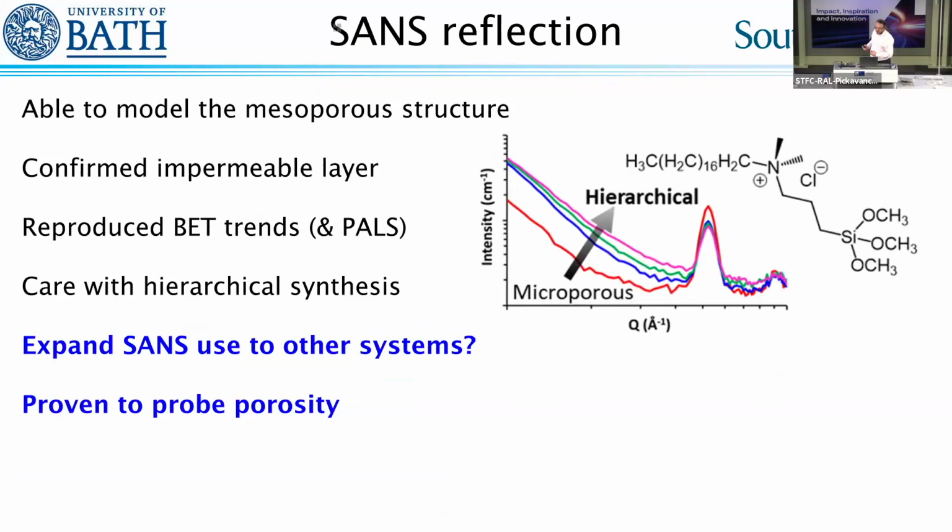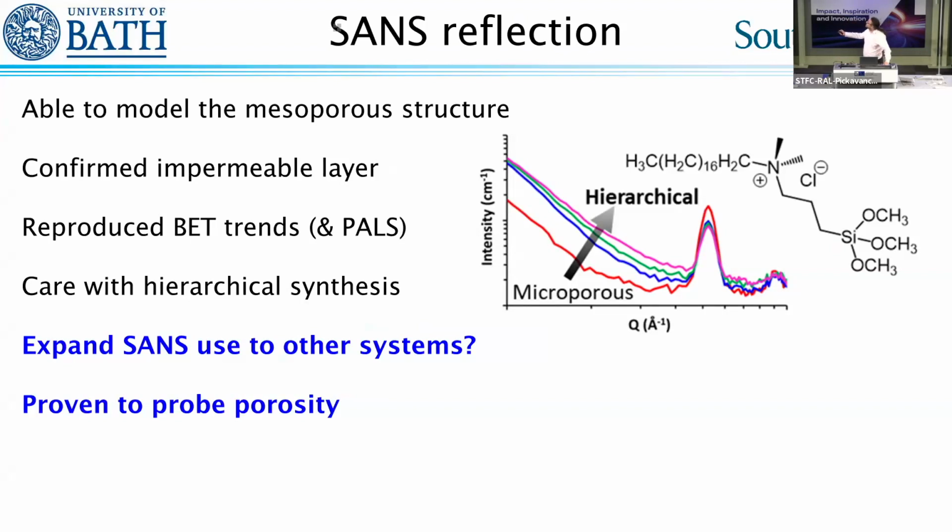So on reflection, I probably should have called this SANS reflection because that sounds like I've invented a new neutron technique, but we were able to modify the mesoporous layer. We confirmed that our mesopores were actually coated by an impermeable silicon layer.